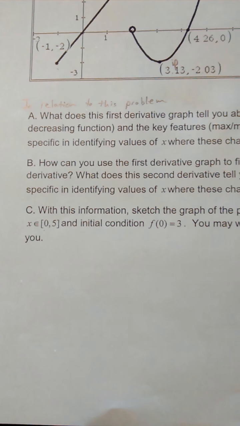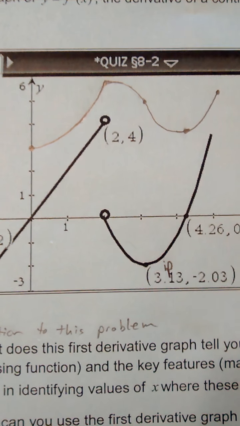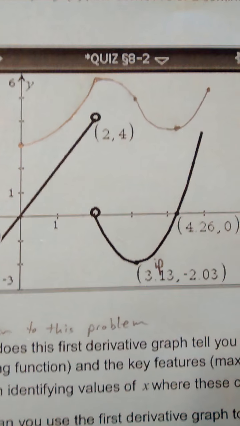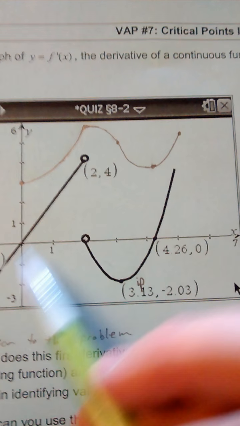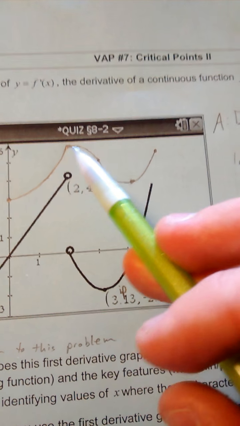The final question asked, sketch the graph of the parent function. So basically just graph f of x between 0 and 5 with the initial condition f of 0 will equal 3. And here's a good look at it right there. It's pretty simple. We knew that it would be increasing from here to here, and then we have a nice cubic function there.